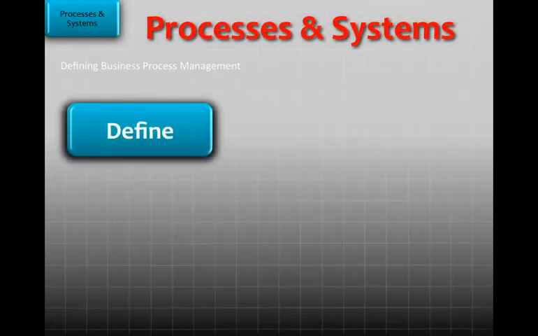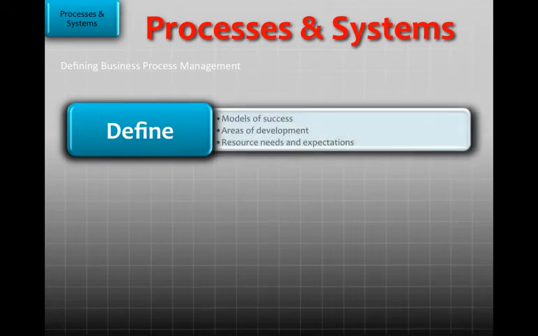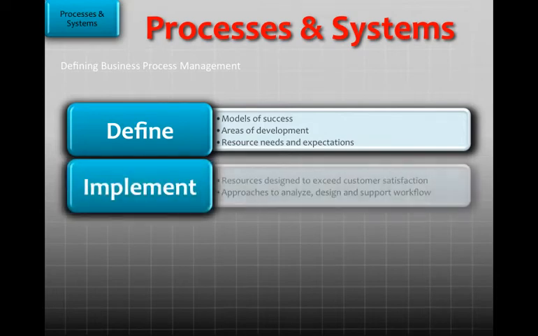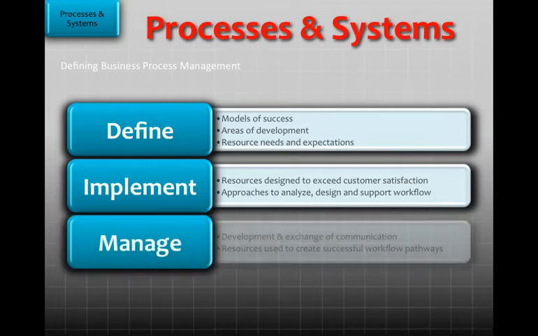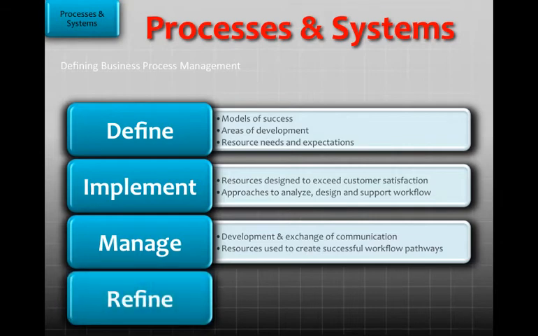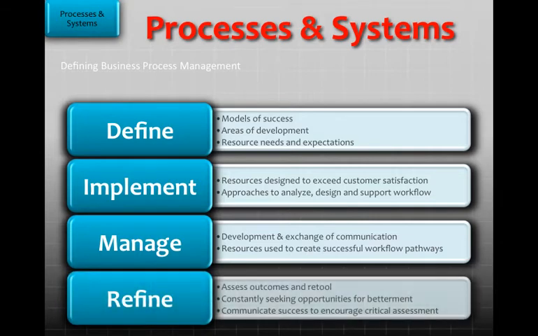The business process management, though, is about definition and how we define the models for success, the resources needed, and the expectations that are given in order to help us better implement, because we need to have different approaches to analyze, design, and support the workflow in the marketplace. Managing is important because we develop and exchange communication and we want to create these successful workflow pathways as well as refinement. And refinement is about retooling, looking at things from a perspective that allows us to encourage critical assessment and determine whether or not we need to retool overall.